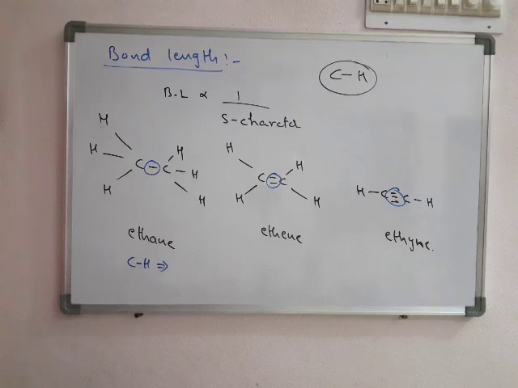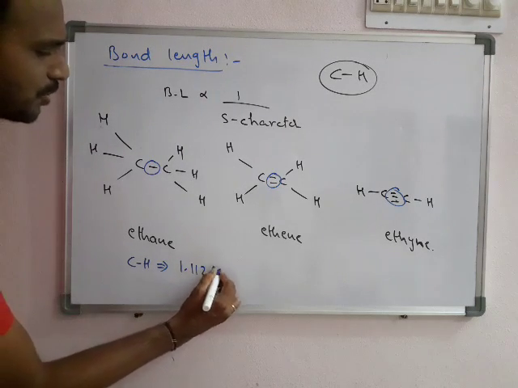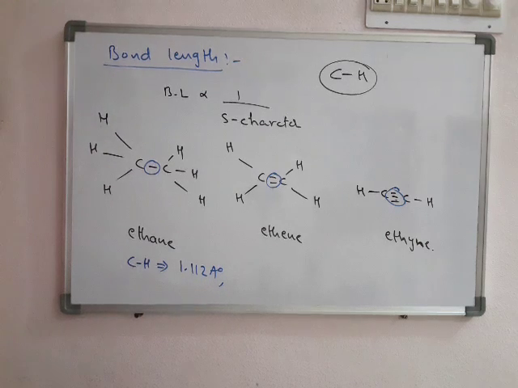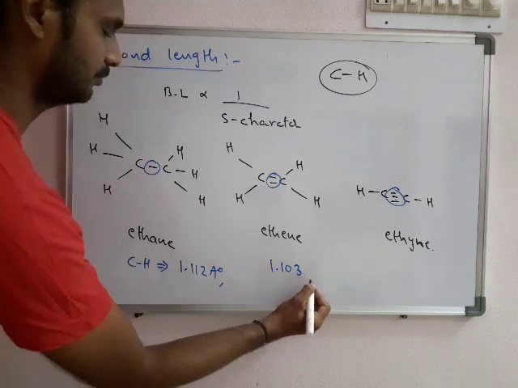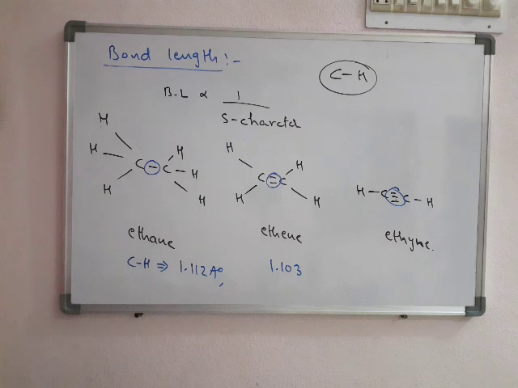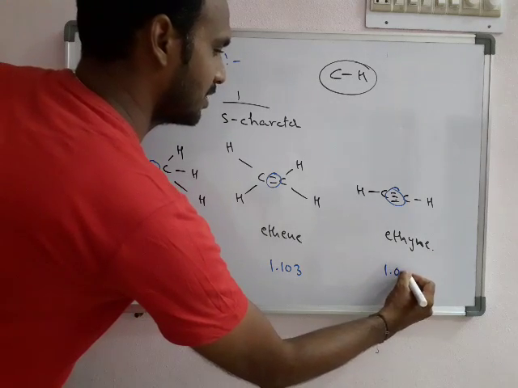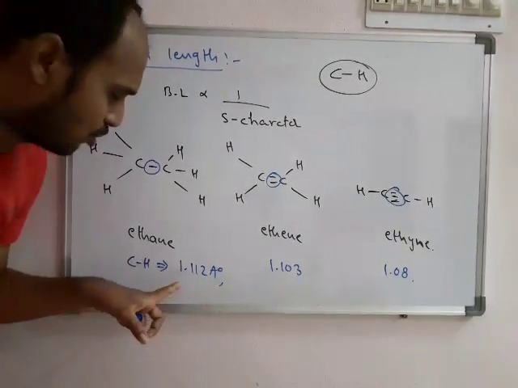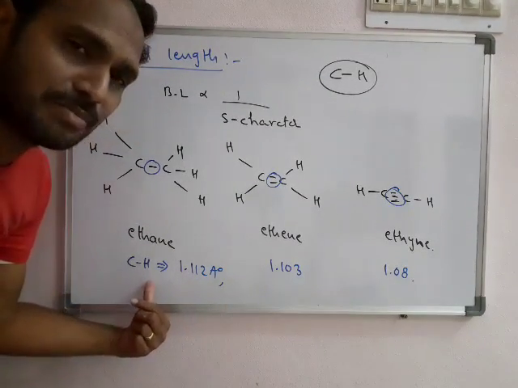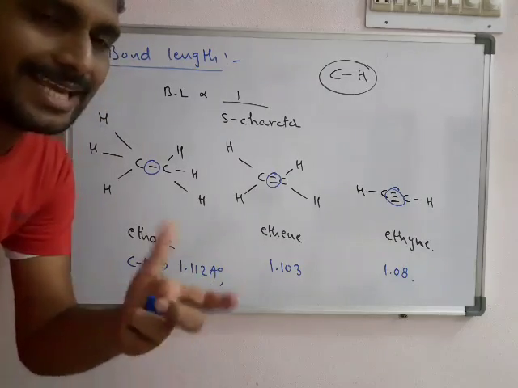this experimental value; directly we can't calculate it. That is approximately 1.112 angstroms. In ethene, that is 1.103. Next, ethyne has a triple bond, and there it is 1.08. So what is the difference? Why is there a difference in the C bond H length? It is due to the change in S character.